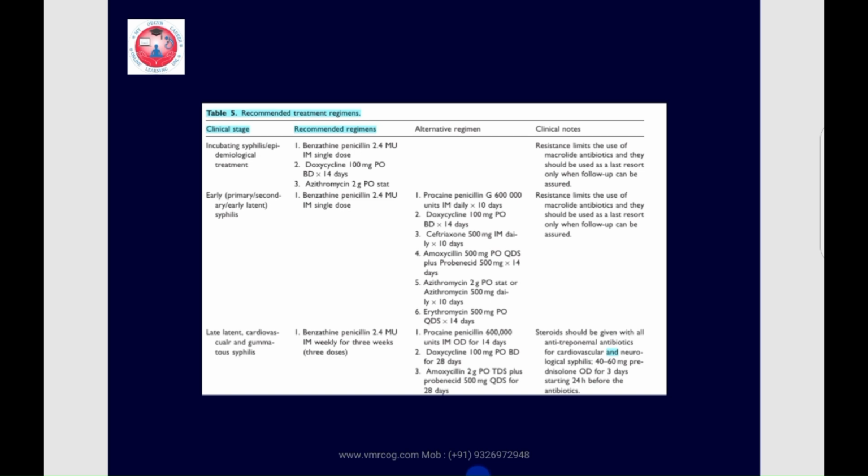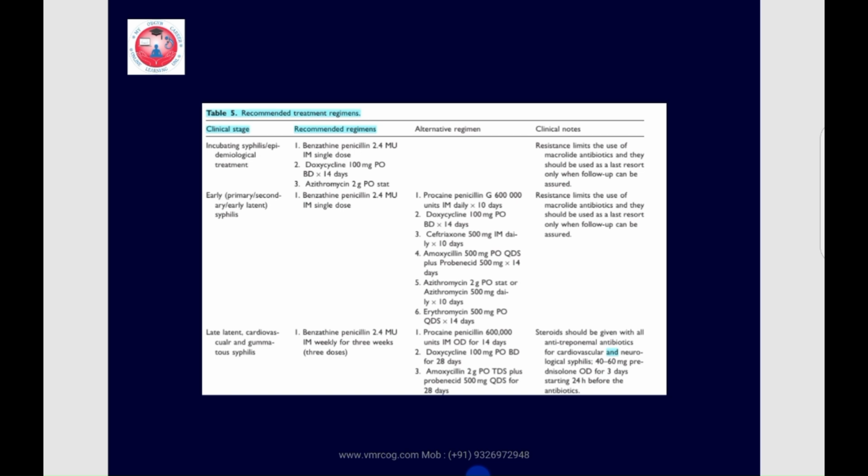Okay, so early, that is primary, secondary or early latent syphilis, the same treatment we have seen in pregnancy is recommended, that is benzathine penicillin 2.4 mega unit single dose. Alternative regimens are procaine penicillin 6 lakh unit per day for 10 days. Then doxycycline can be used orally for 14 days. Remember, oral treatment is for 2 weeks. When benzathine penicillin is used, it is a single dose regimen.